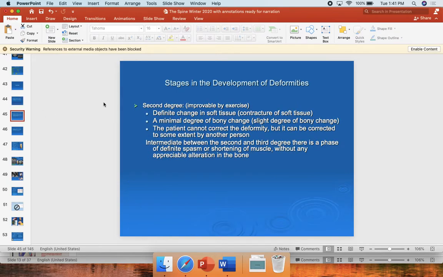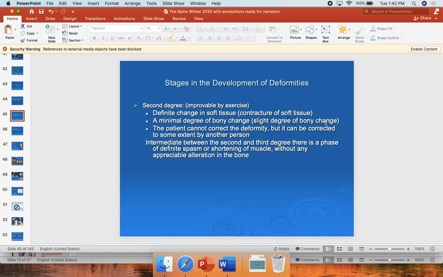So our second degree is improvable by exercise, however, not curable. So you may have some contractures, you may have a slight degree of bony change, but if that person goes in and starts to develop some rehab, and rehab protocols and really becomes strict in those, we can often treat things or improve things through exercise.